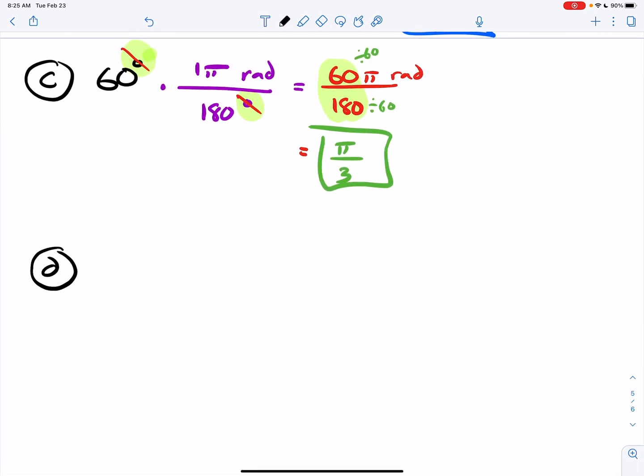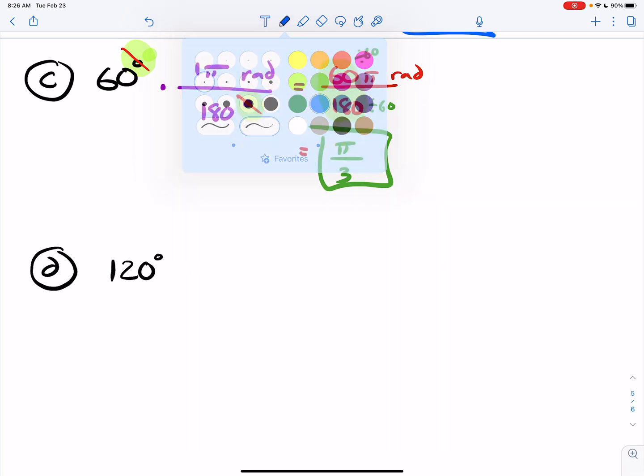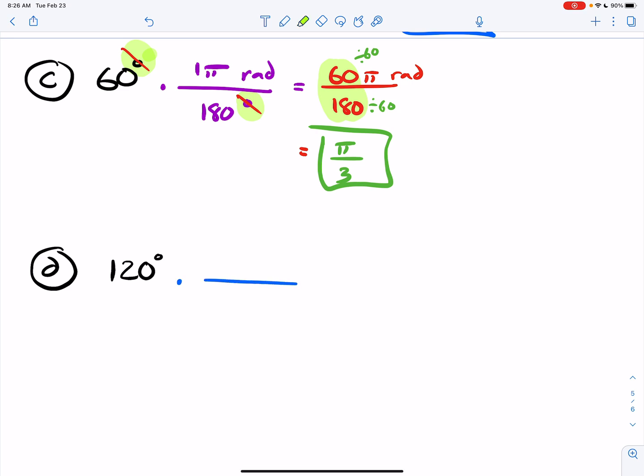Here's part D. Let's do 120 degrees. Okay. Try that on your own and press play when you're ready. Okay. So here, again, we start with degrees. So we want to get rid of degrees, and we want to end up with radians. Okay. I know that 1 pi radian is equivalent to 180 degrees.